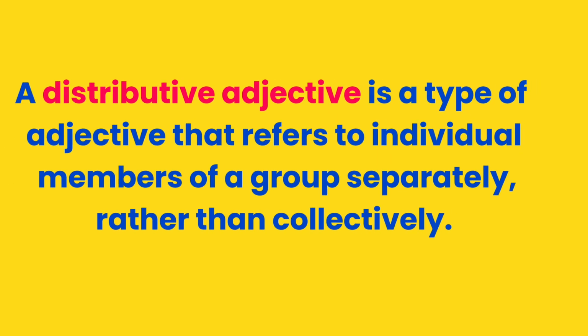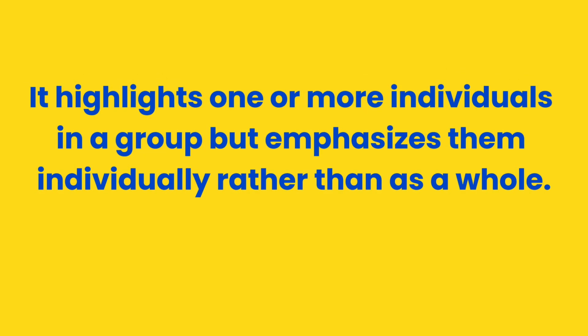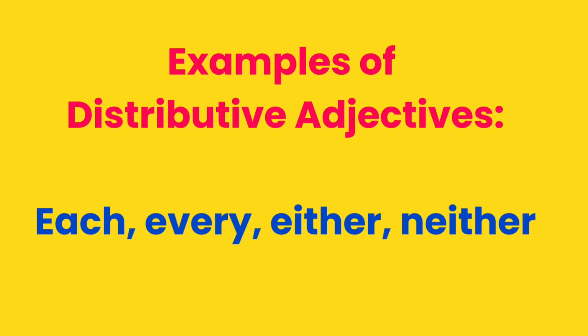Distributive adjectives. A distributive adjective is a type of adjective that refers to individual members of a group separately rather than collectively. It highlights one or more individuals in a group but emphasizes them individually rather than as a whole. Examples of distributive adjectives: each, every, either, neither.